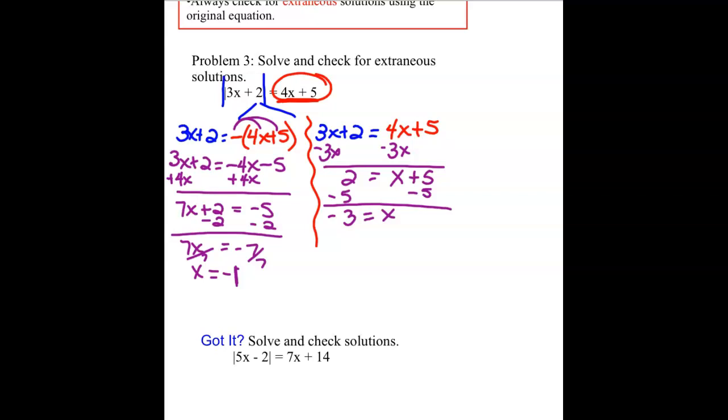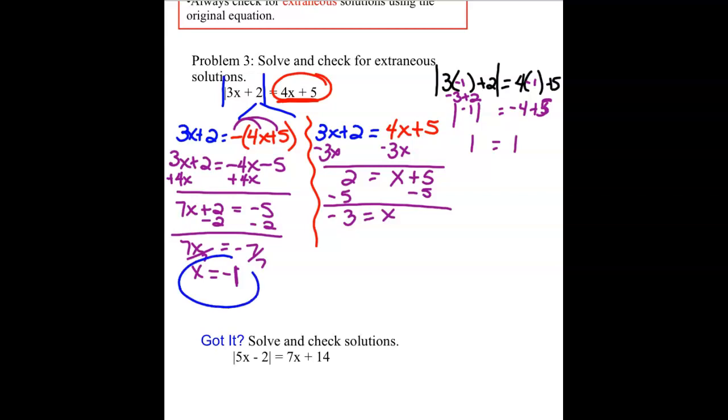So let's check those. Our statement was the absolute value of 3 times something plus 2 has to equal 4 times something plus 5. All right, let's check the negative 1. We're going to plug a negative 1 in for our x. Inside our absolute value bars, we get negative 3 plus 2, which is negative 1. When we take the absolute value of it, we get 1. On the other side, we have 4 times negative 1. Adding 5 to it gives us a positive 1. So that one worked. We would include this as one of our solutions.